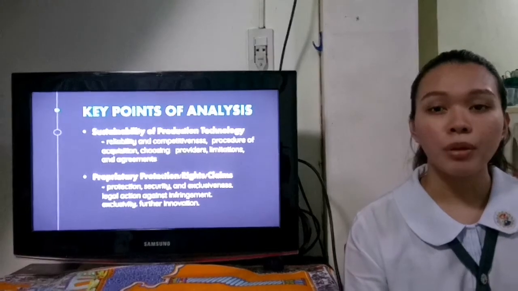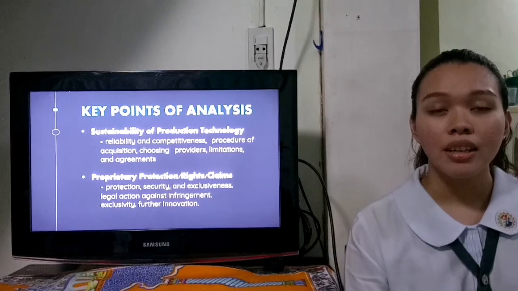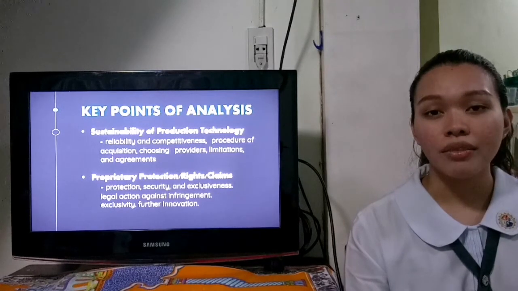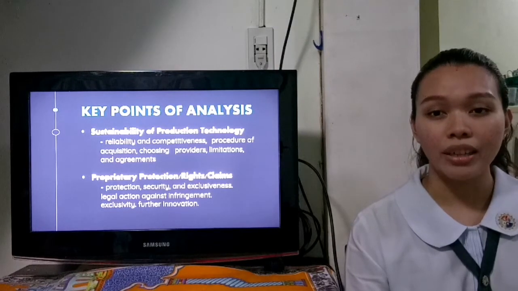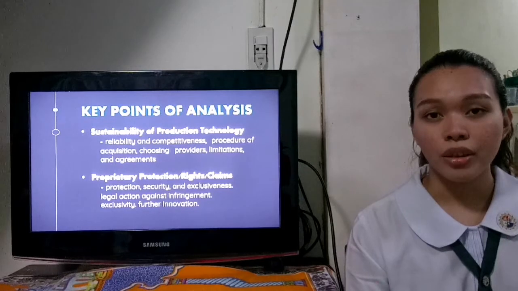The last is the proprietary protection, rights, and claims, which is the security of the competitive edge or the trade secret the entity acquires, and the legal actions against any infringement of its rights.